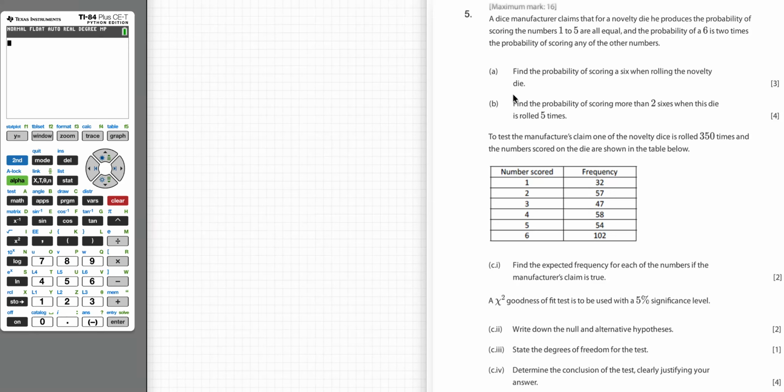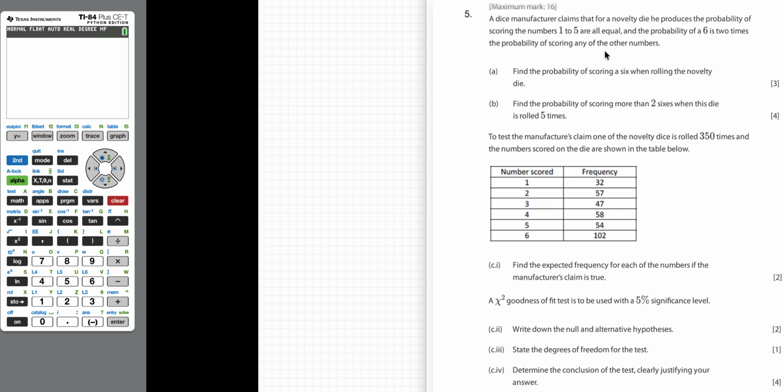So this question, you have a dice manufacturer and they make novelty dice, and the probabilities for 1 to 5 are all equal, but 6 is 2 times more likely to come up. So we need to find the probability of scoring a 6 when we roll this dice.